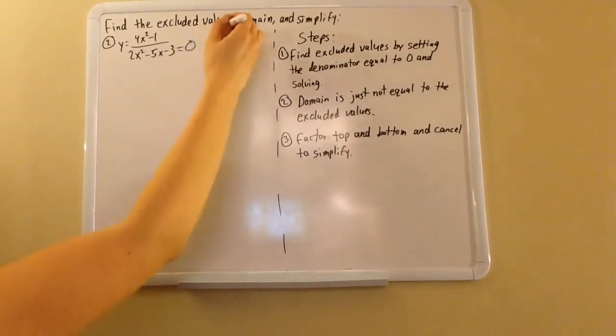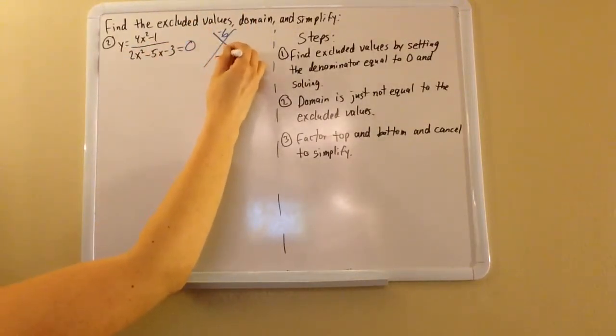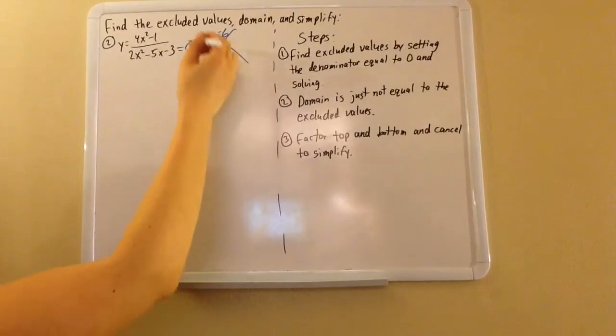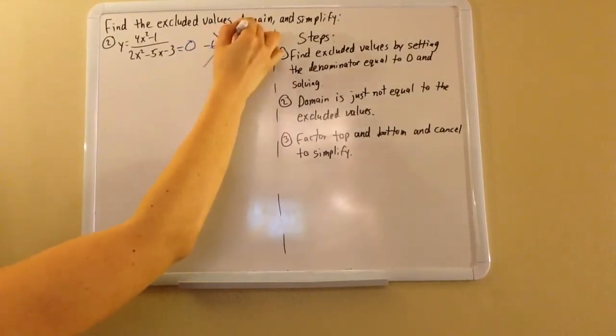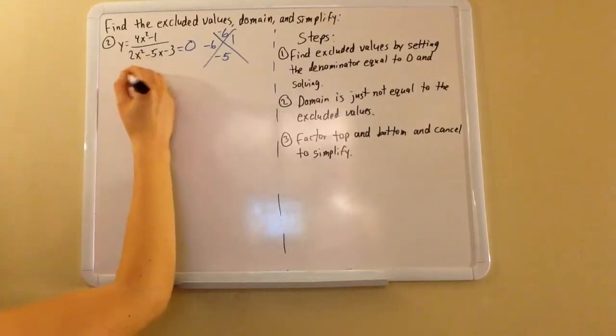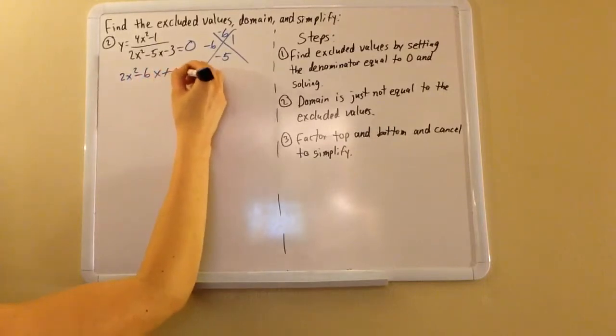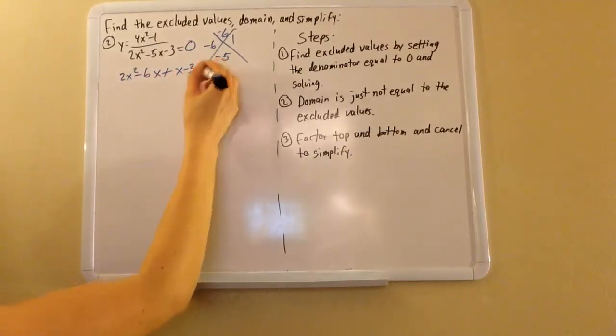On the top is negative 6, so I need to multiply. On the bottom is negative 5. So on the sides, I'm going to get negative 6 and positive 1. If you're confused about how to factor this, you can watch my hard factoring with x video. I'm going to show you how to factor by grouping. So it's 2x squared minus 6x plus x minus 3 equals 0.